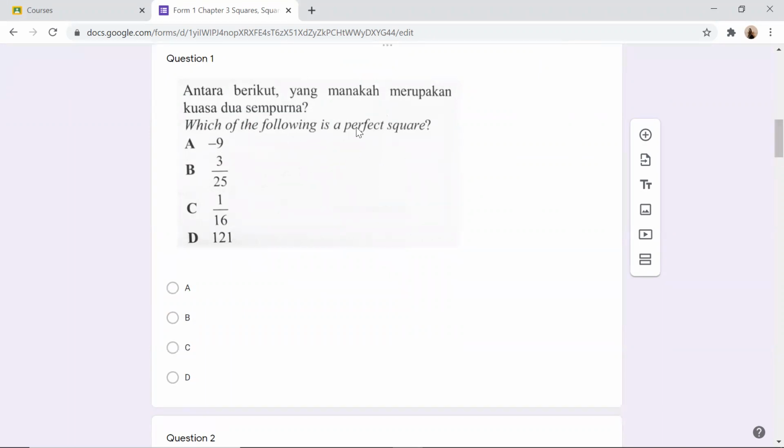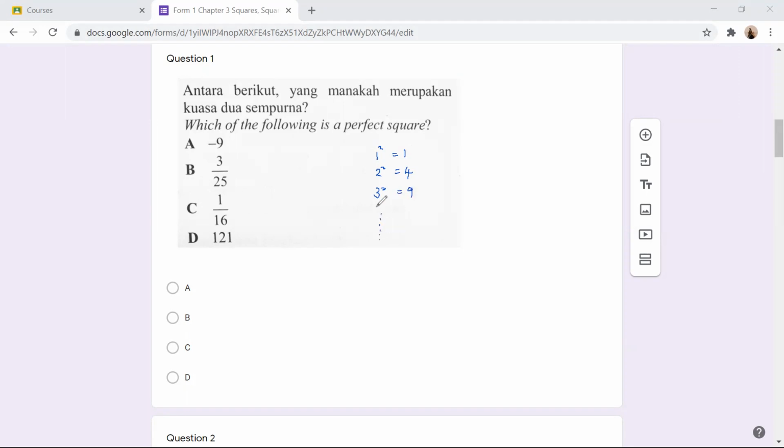So, which of the following is a perfect square? Now, a perfect square is basically the square of another whole number. So the square of any whole number will always give us a positive number. So the whole numbers like 1, 2, 3, when we square them, will produce the perfect square of 1, the perfect square of 4, and the perfect square of 9.